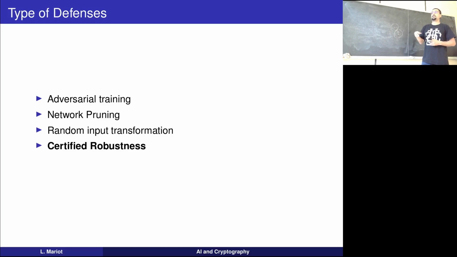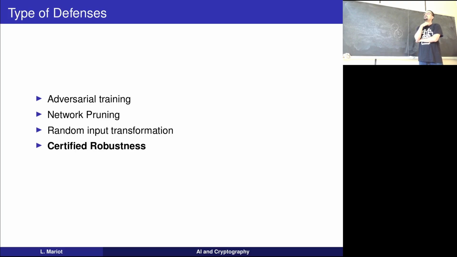Otherwise, we can also apply some random input transformation. So this is at test time. This means that basically an adversary who is trying to get an adversarial example in a black box model doesn't have the possibility to send it as is, because that adversarial example itself will be randomly changed before being presented to the neural network.